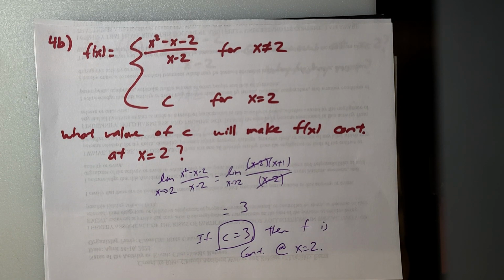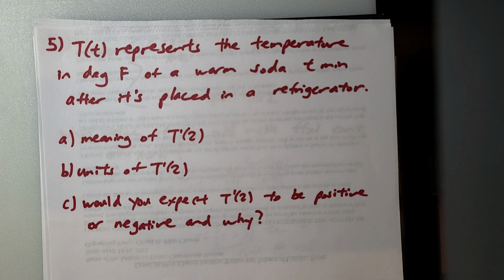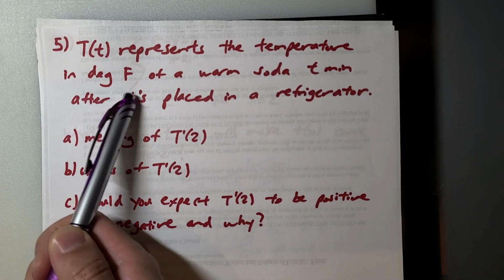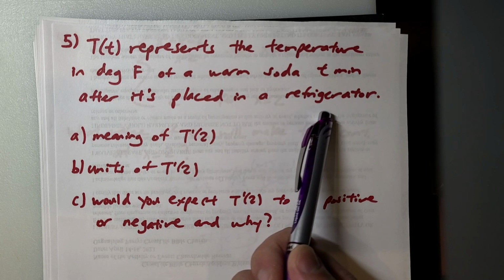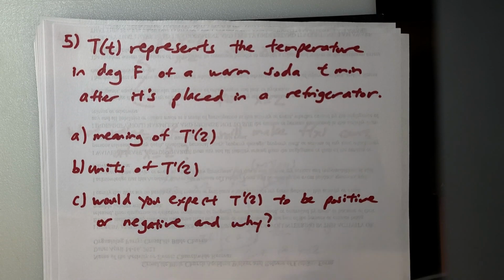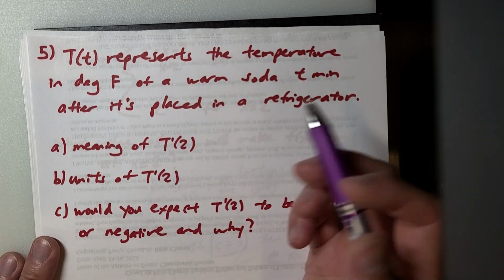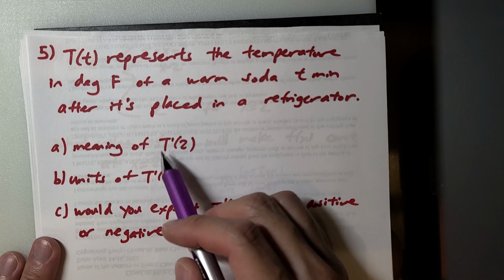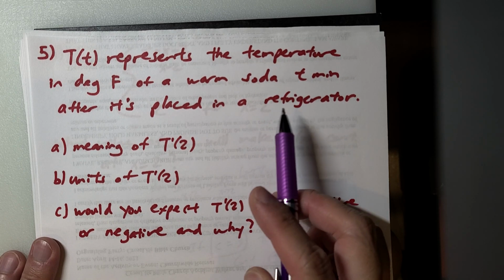Next, we're asked to do some interpretation of what a derivative is. Capital T of t represents the temperature in degrees Fahrenheit of a warm soda t minutes after it's placed in a refrigerator. So it asks us to find the practical meaning of T prime of 2. Remember, derivative is rate of change. So what is being changed? The temperature is being changed when it's put in the fridge.